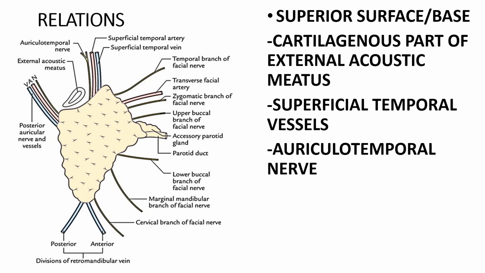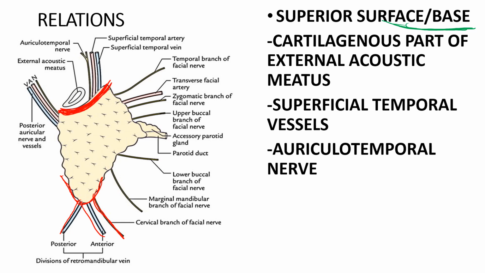Now we will see the relations of the base or the superior surface. What you are seeing here is the base of the parotid gland. We have already studied that this is the apex of the gland, which is related to the cervical branch of the facial nerve and the two divisions of the retromandibular vein. Now we will be seeing the relations of the base of the parotid gland.